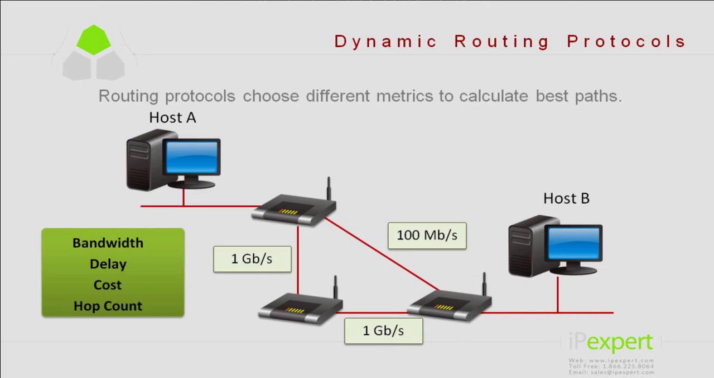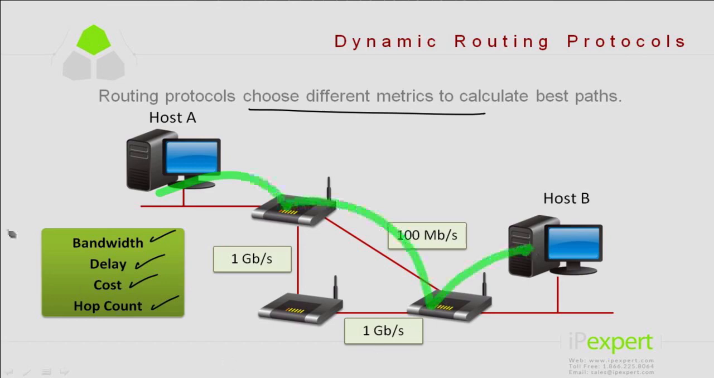And what we have to recognize here is that based on the protocol that we're using, we're going to choose different metrics used to determine best path. Best path calculations can be based on the overall bandwidth, the overall assigned delay, the cost, or even something as simple as hop count.